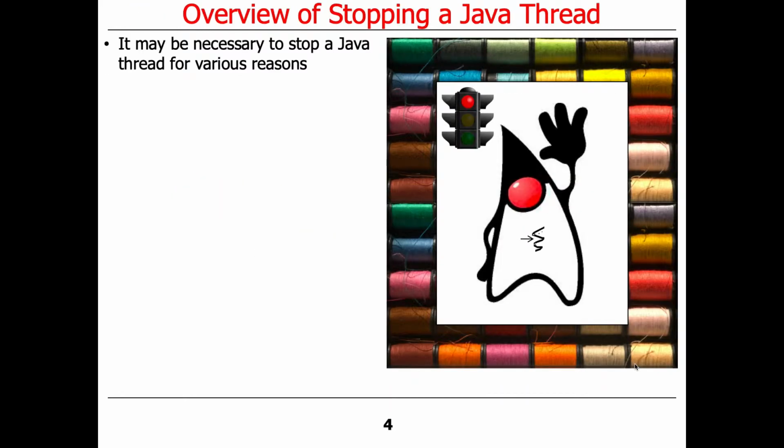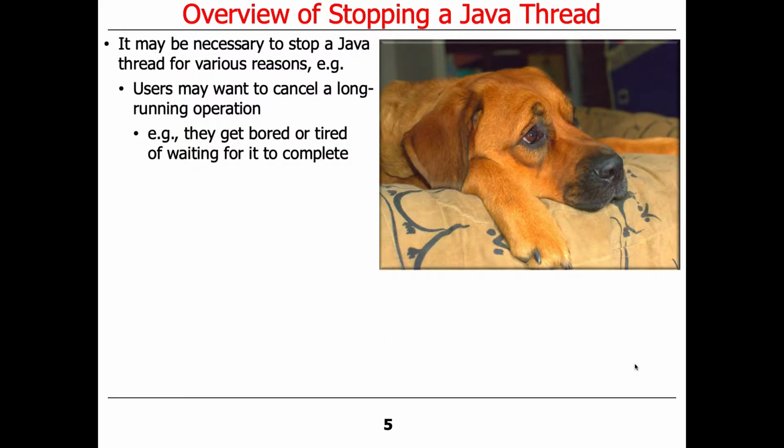So why would you need to stop a Java thread? Why don't you just let it run to completion? Well, there's a couple different reasons. One is that you might start a long-running operation, like downloading a file, or downloading a movie, or trying to access a website, and you might say, gosh, I don't really want to spend all my time doing this. It's taking too long. I'm going to go off and do something else. So the user could get bored. They could get tired of waiting for the long-running operation to complete.